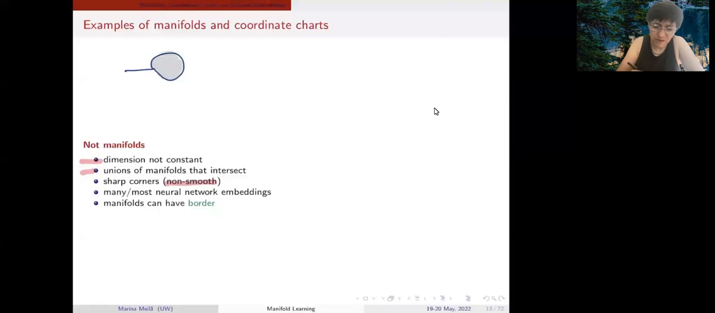Because here the dimension is 2, and here the dimension is 1, or something like this, because this point doesn't have dimension 1. In fact, it doesn't have a dimension. It can't be mapped smoothly into R, any real value.